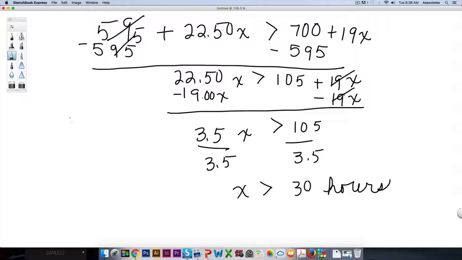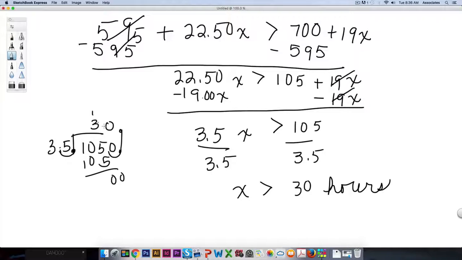You can crank that into your calculator if your teacher allows, or just divide it. Remember, when you divide decimals, you move this one place, you move this one place, and fill it in with a 0. It'll go in 3. 3 times 5 is 15. Carry the 1. 3 times 3 is 9, and 1 more is 10. And there's where I get my 30.